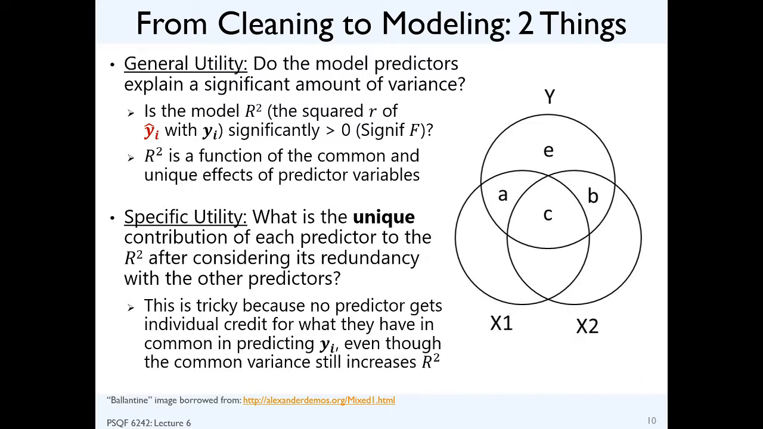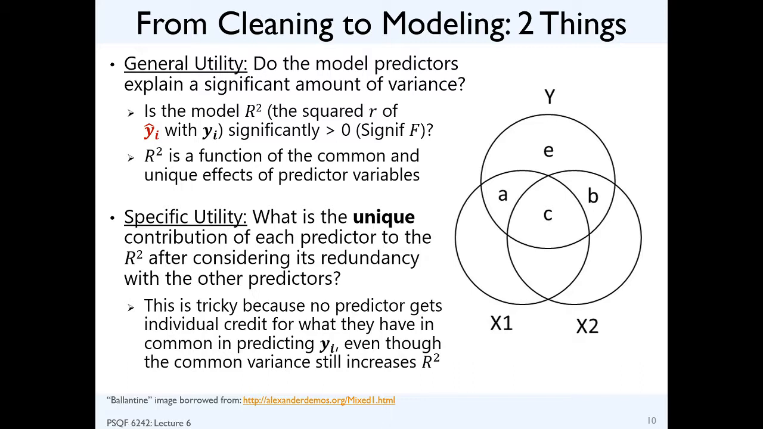What we're looking for is 2 things. In general, do the predictors work together to explain a significant amount of variance in an outcome? Is the model R square, the square of the correlation between the predicted Y and the real one, significantly greater than 0, which is an F test for that. And R square is a function of the common parts of the prediction as well as the unique parts. Specific utility then is what does each variable contribute that the others don't.